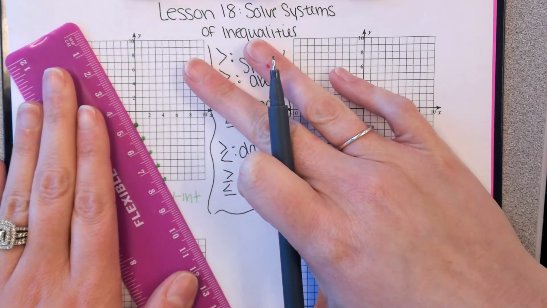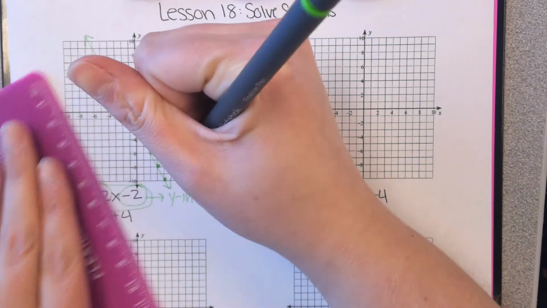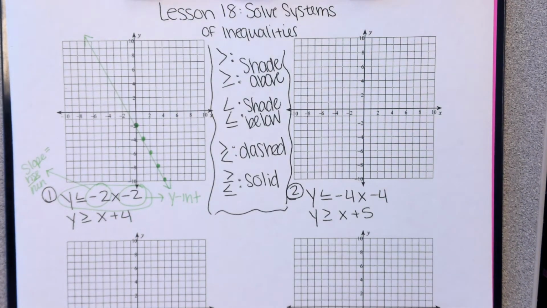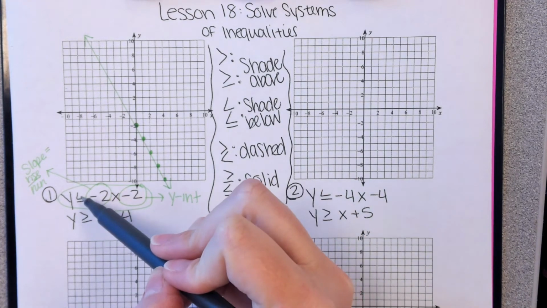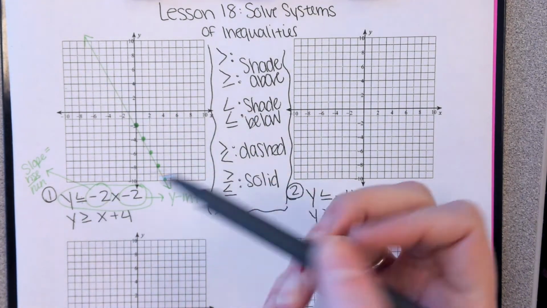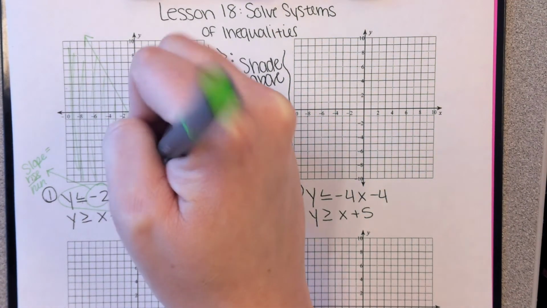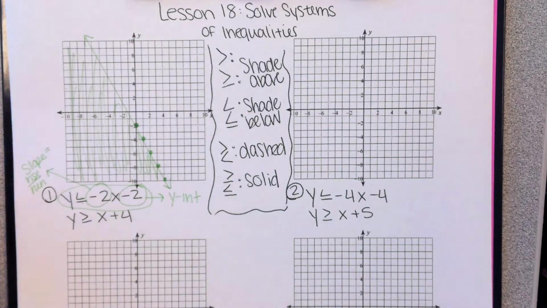Okay? And since you're doing this on the computer, your line will be nice and straight anyways, so you don't have to worry about the other dots. All right, so this is less than or equal to, so I made that solid line because it's equal to, and it's less, so I'm going to shade below. So I'm just going to shade in the area below that line. Okay, that's the first part of the problem.